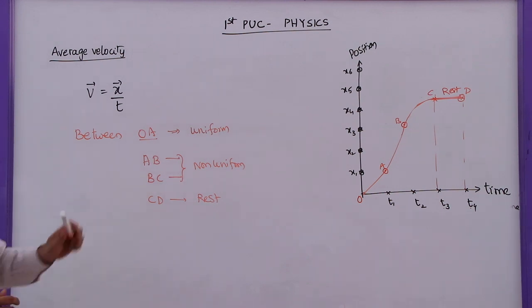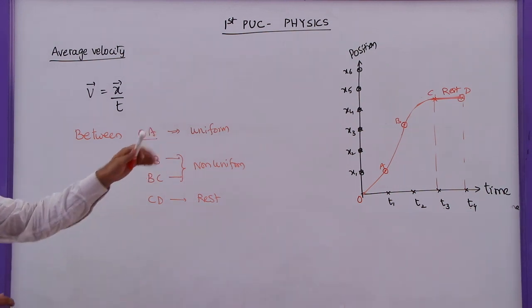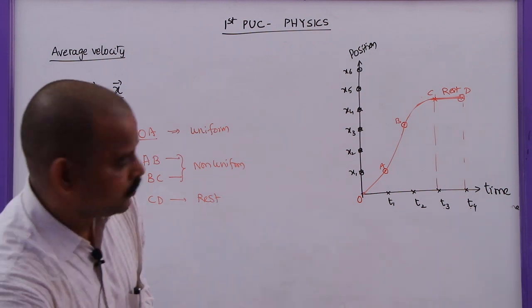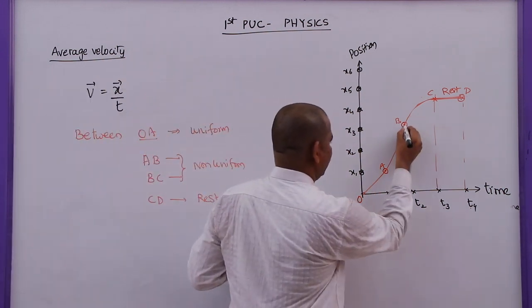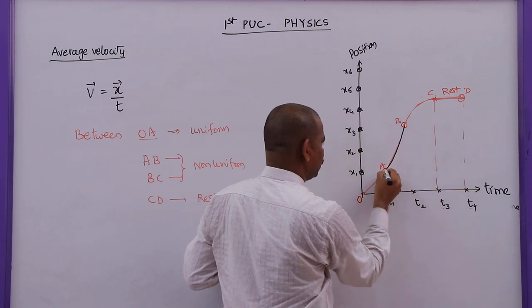But how do we find the velocity of a body, that is this particle, in a particular interval of time? For this, I need to find the velocity for this graph.